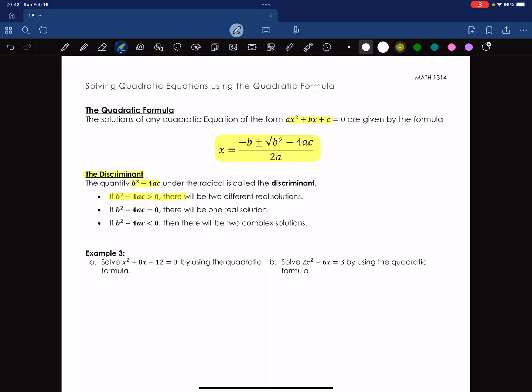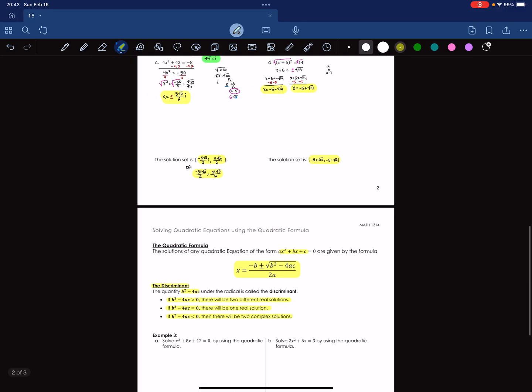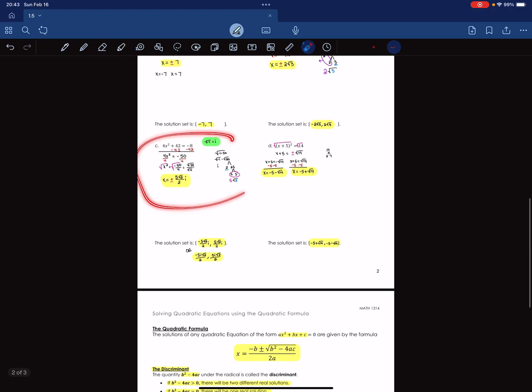So if b squared minus 4ac is greater than 0, meaning it's positive, there's going to be two different real solutions. So two different numbers like 5, 6, 1/2, -2, -3, something like that. If b squared minus 4ac equals 0, then there's only going to be one solution, and that solution appears twice. And then lastly, if b squared minus 4ac is less than 0, then there will be two complex solutions, which is what we had in example C with the i.